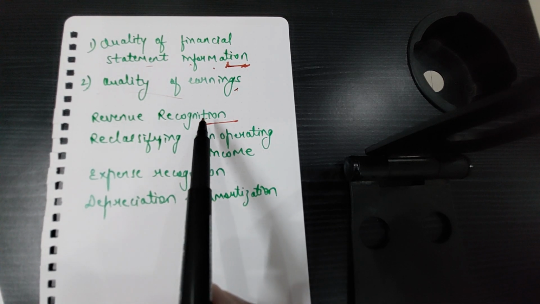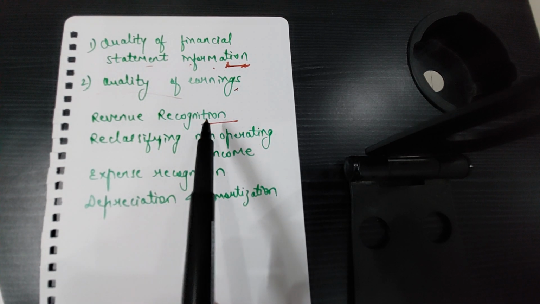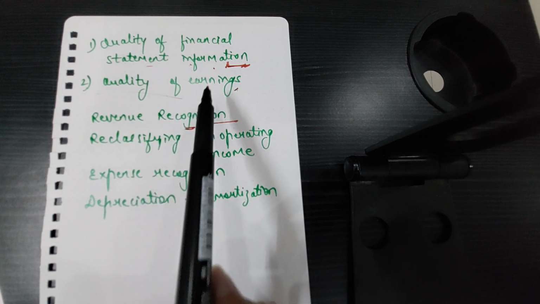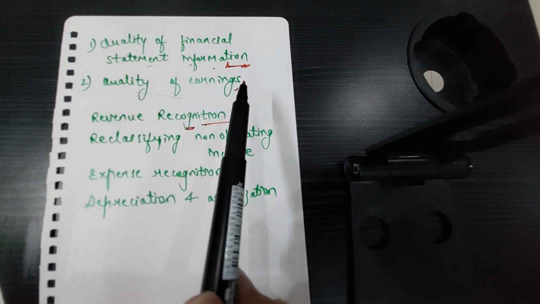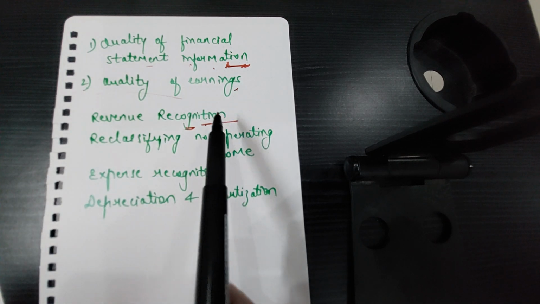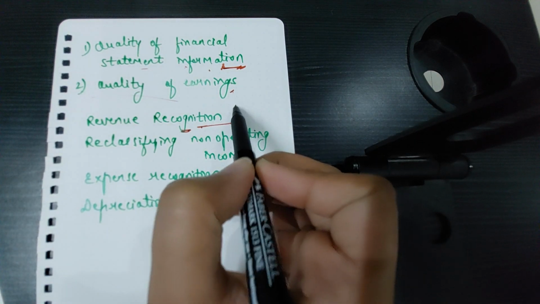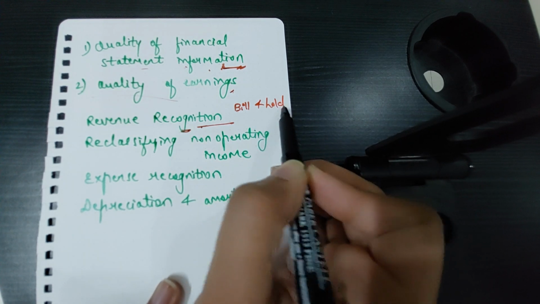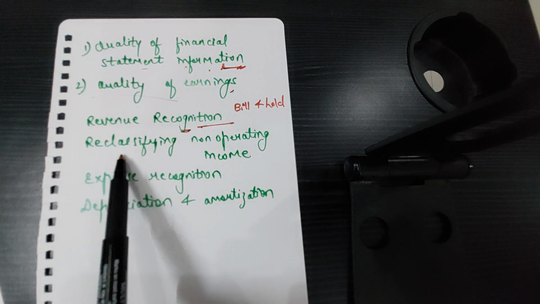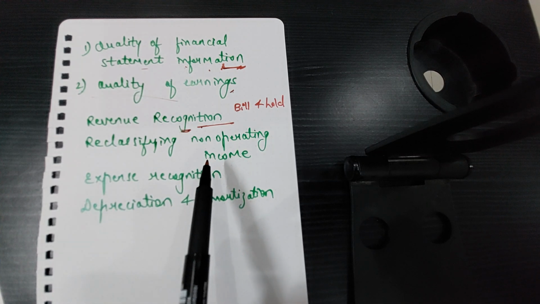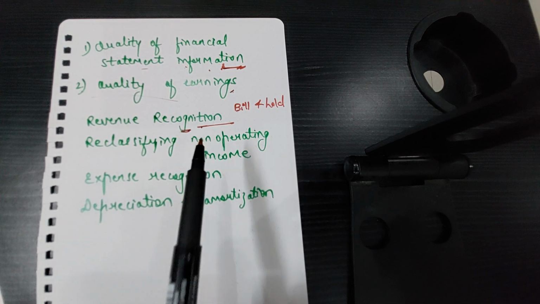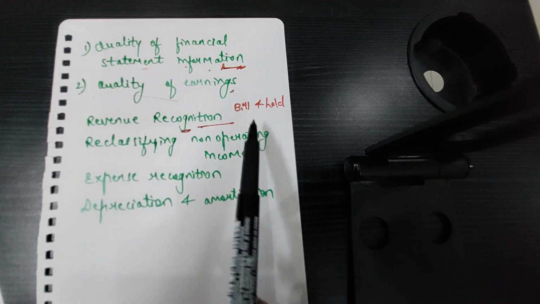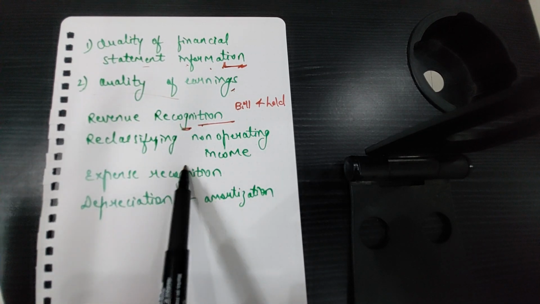To show higher revenue, you might recognize the revenue, which means you might bill to the customers, but you might not ship the product. So that is bill and hold scheme. Then there is reclassifying non-operating income. So some companies reclassify the gains of non-operating income as operating income to show higher operating income, to show that their books are good, right? To show that their earnings are good.